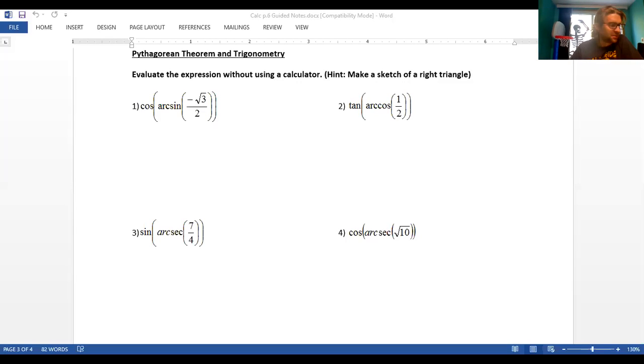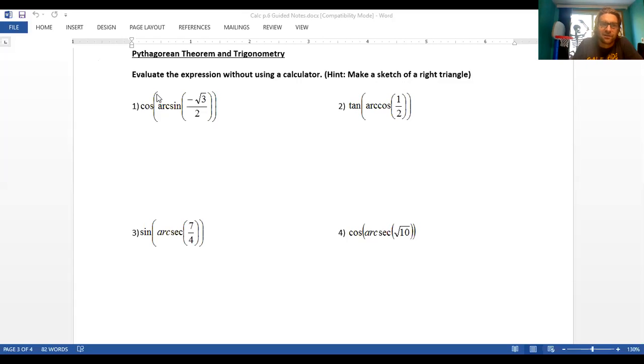So we are going to finish off P6, which is going to be our last section of the pre-calculus review. This is the second part here. We're going to be looking at the Pythagorean Theorem. Some of this you can do using the unit circle, but we're going to show you how to figure it out without the unit circle.